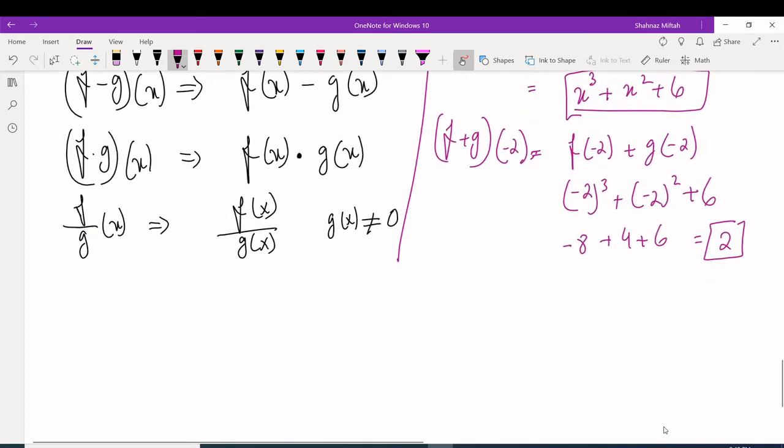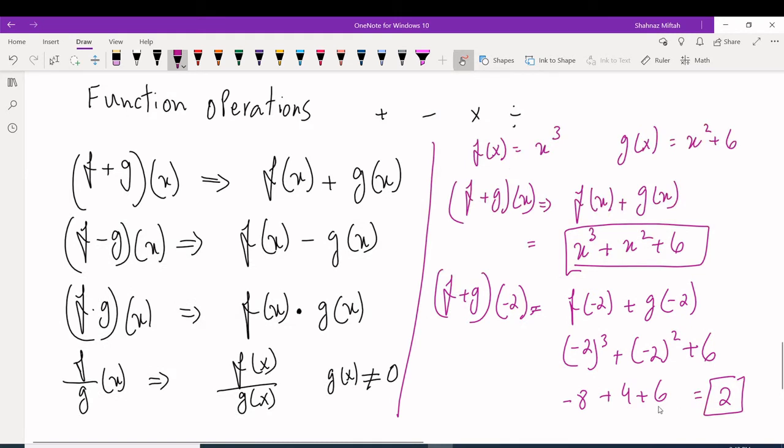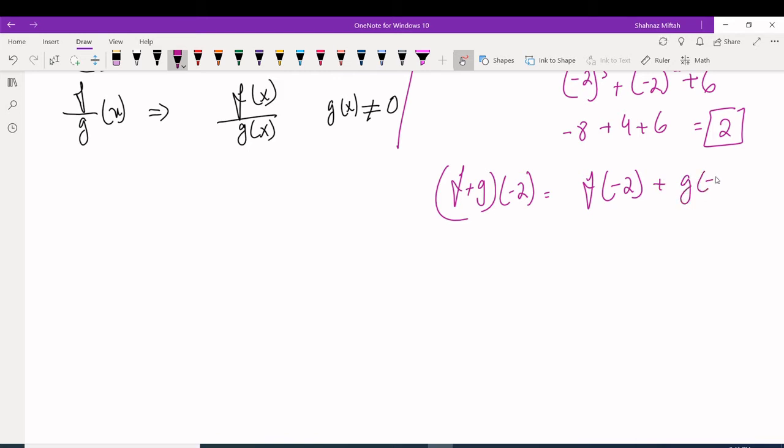Now, this was just the equations they gave me. If they give you tables, then how would you solve that problem? For example, I have the same problem. I have f plus g, and they want me to find that at negative 2. So I'm going to rewrite this. Rewriting is important, so please make sure that you write it before you solve.